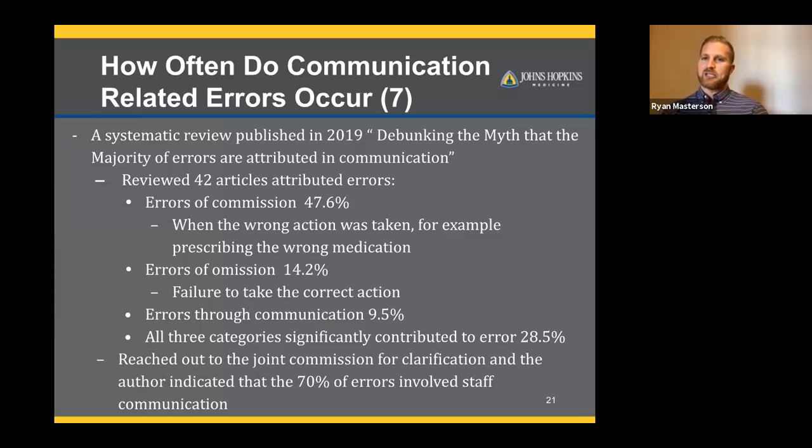This study actually reached out to the Joint Commission for clarification on the 70%, just because it is very commonly cited in different literature. The author did get back to them, and it was a little bit vague. They just said that communication errors were a contribution. So we're not really sure if it was a little bit of everything or what that was. It wasn't broken down more clearly.